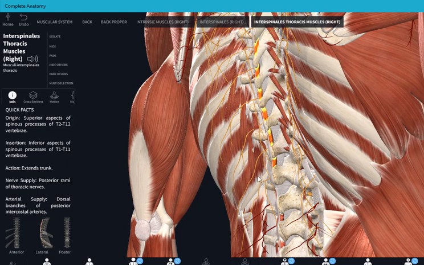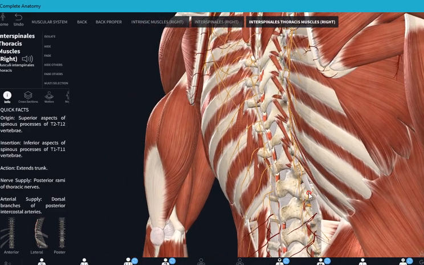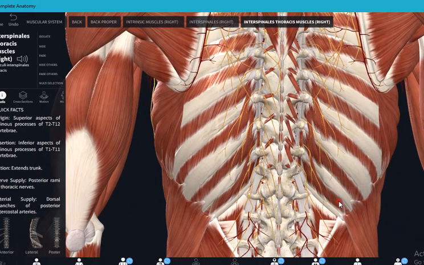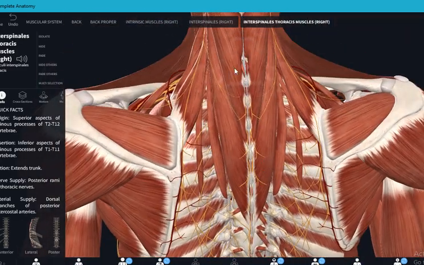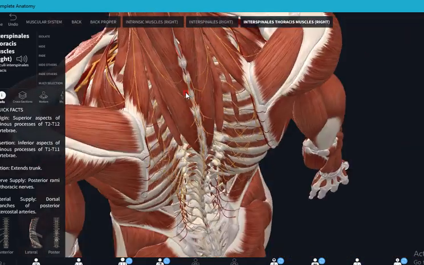The nervous supply is the posterior rami of the thoracic nerves. So you have the posterior rami, and for the arterial supply, you have the posterior intercostal arteries. So these are all the muscles which are involved in the back. From here we will say, these other muscles are the muscles we have seen in the neck.